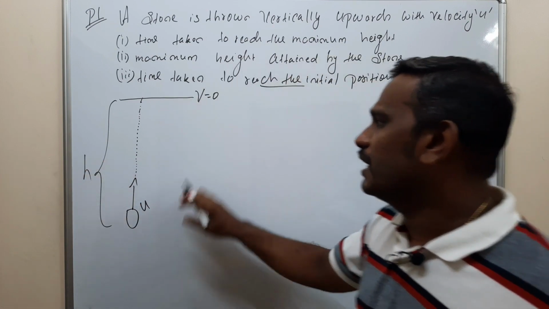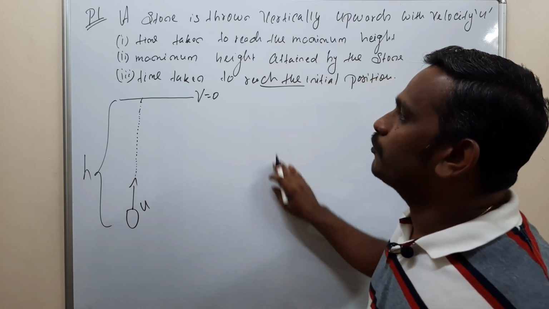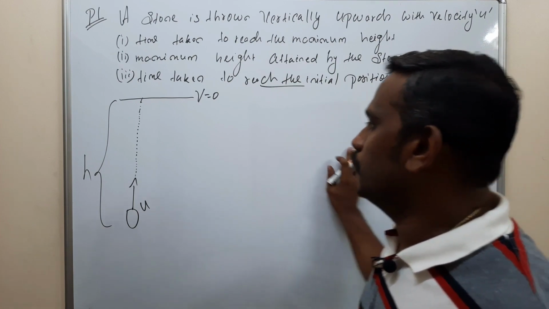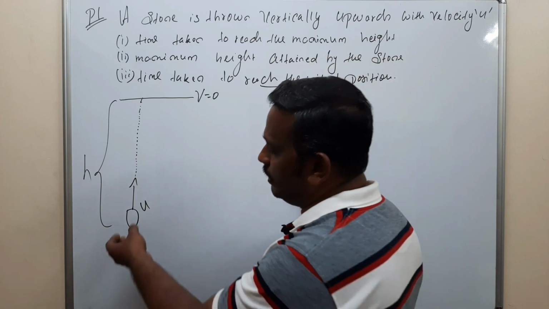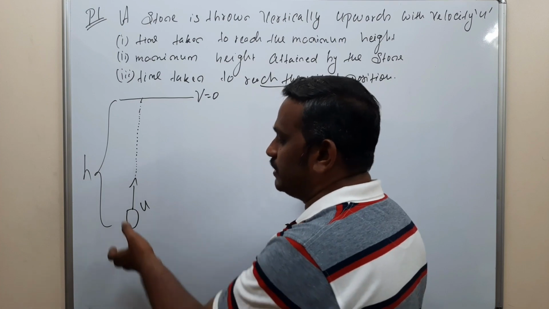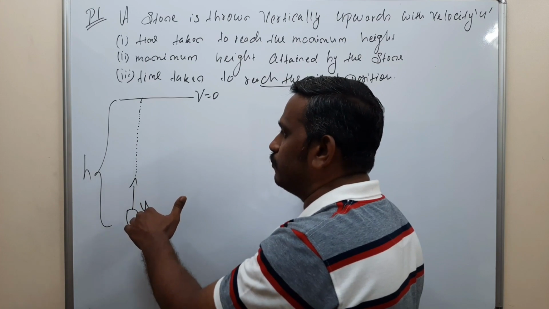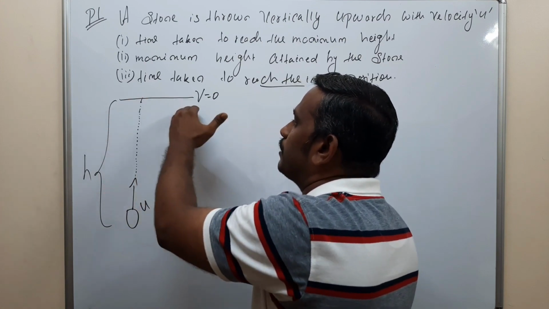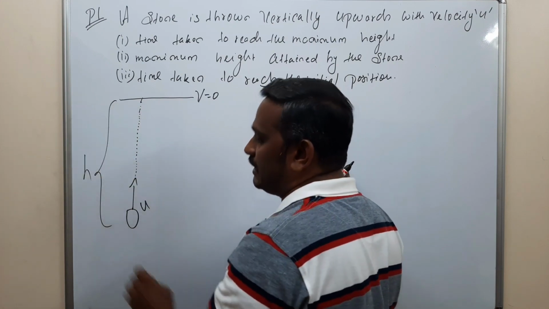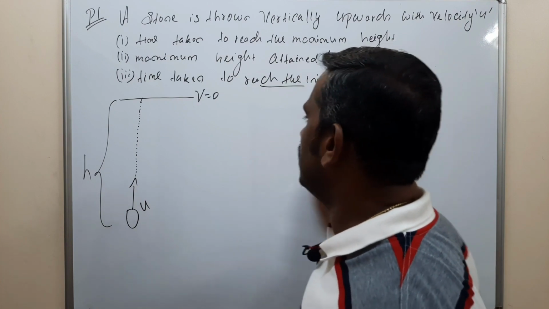Let it be height h. What we have to find out is the time taken to reach the maximum height. Listen here: a stone which is thrown vertically upwards with velocity u. When the stone goes upwards, the speed decreases continuously because of the gravitational force, and at a certain point the speed becomes zero. That is the maximum height attained by the stone. We have to find the time taken to reach the maximum height.